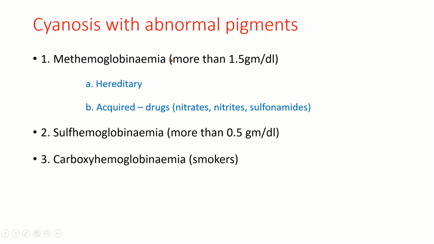Cyanosis with abnormal pigments: methemoglobinemia, more than 1.5 grams per deciliter. Two types, hereditary and acquired. In acquired, it is due to drugs like nitrates, nitrites, and sulfonamides. Sulfhemoglobinemia, more than 0.5 grams per deciliter, and carboxyhemoglobinemia in smokers.